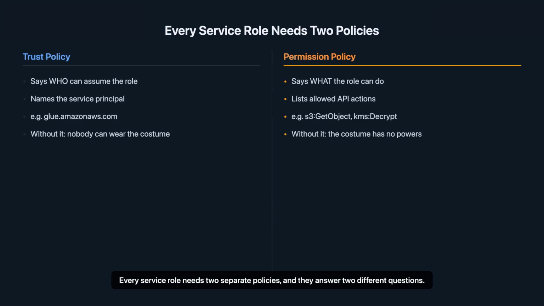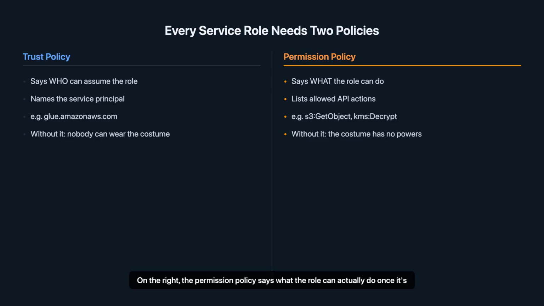Every service role needs 2 separate policies, and they answer 2 different questions. The trust policy on the left says who is allowed to assume the role. For a Glue job, the trust policy names the Glue service principal, glue.amazonaws.com. Without it, nobody, not even Glue itself, can wear the costume.